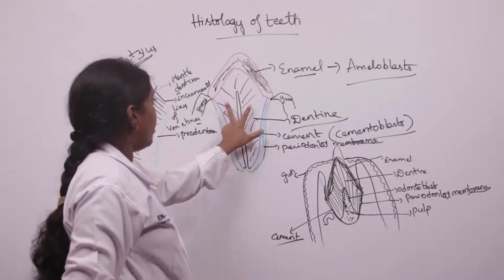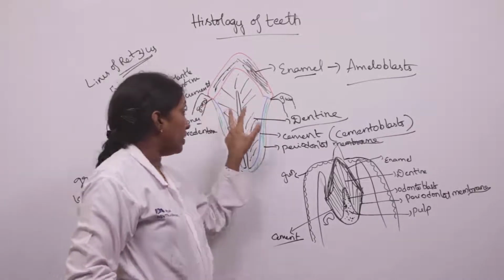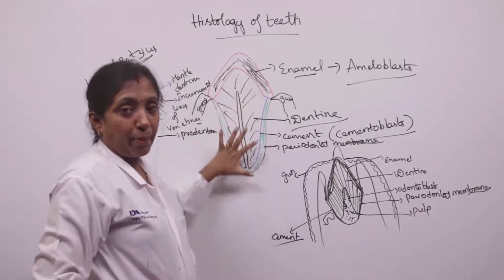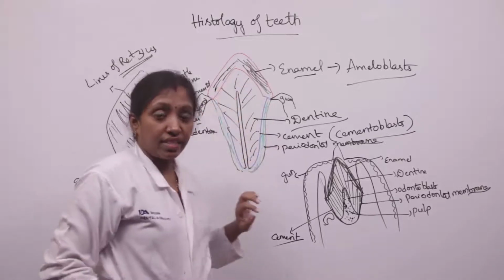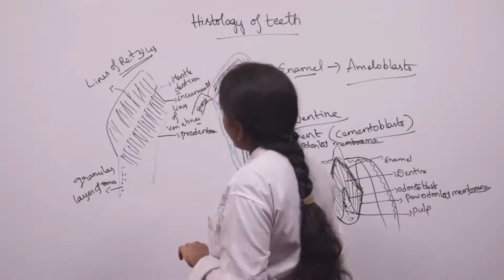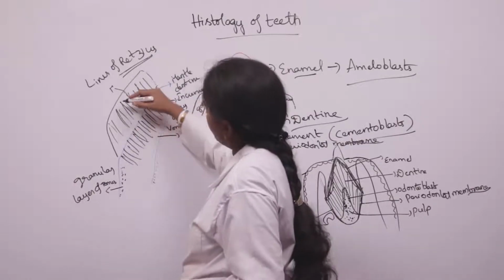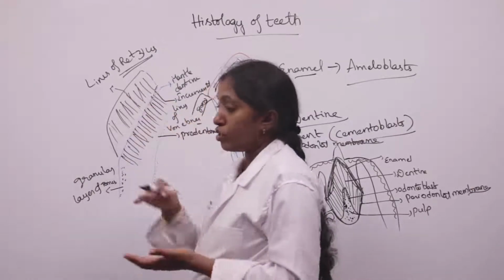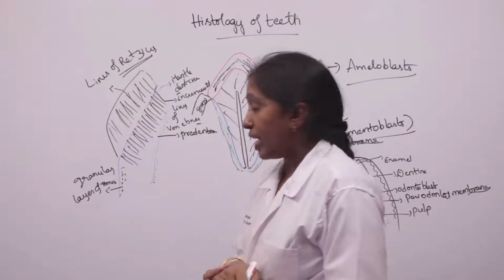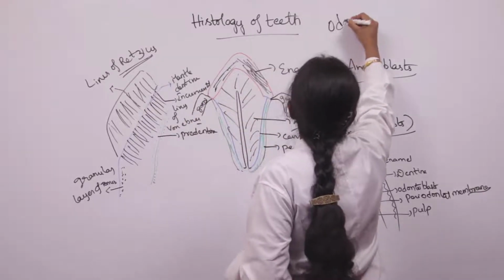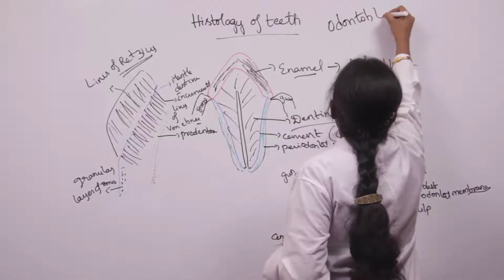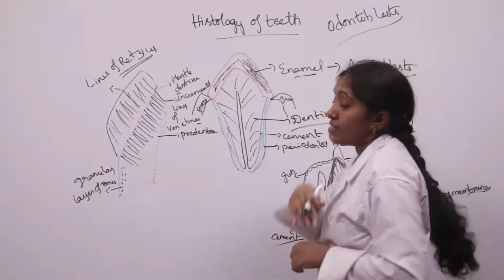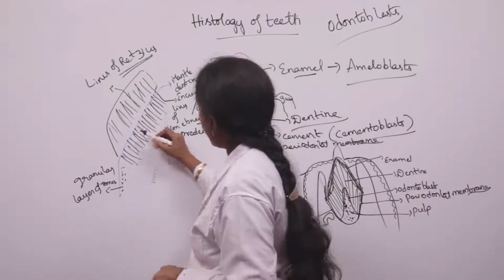And here when we take the dentine structure, we know that dentine forms the greater part of the teeth. When we take a section of the dentine, we will be able to see lines like in enamel. This dentine is also formed in layers by one type of cells called odontoblast cells. Odontoblast cells form dentine, and we can see the lines here.